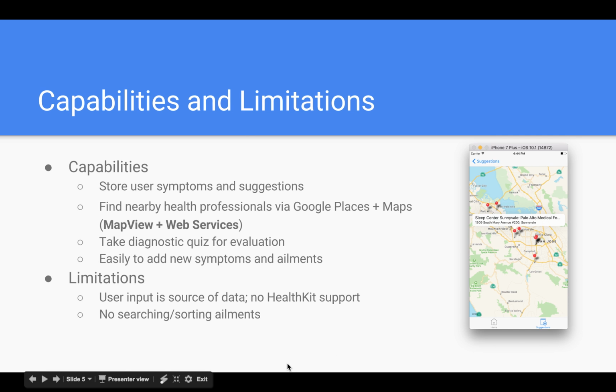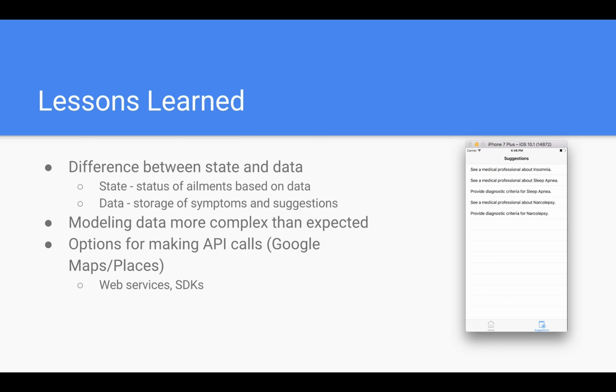Also, we don't have searching and sorting of the elements. They're right now listed in a list view, but they're not really sorted, and the list view doesn't have custom cells that provide any more information besides the name. So that's another limitation that I would really like to implement in a future version.